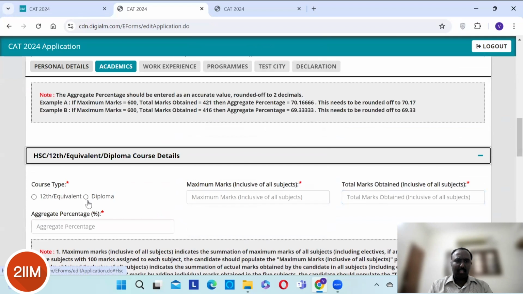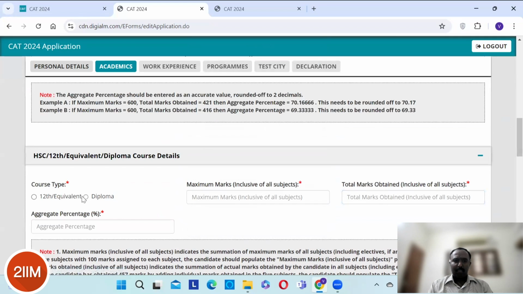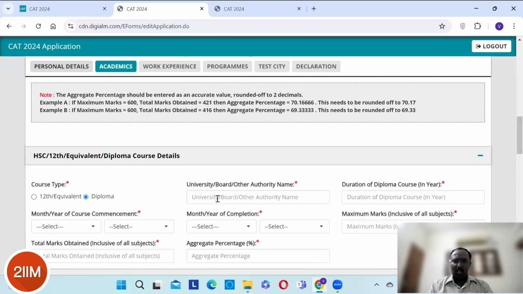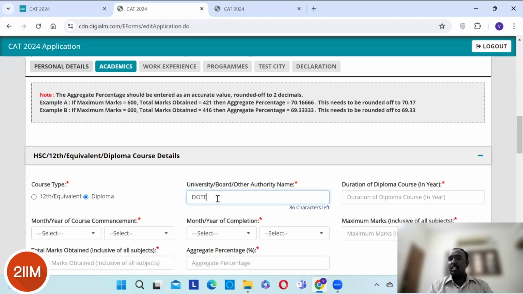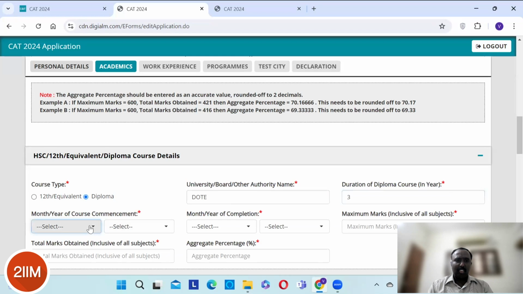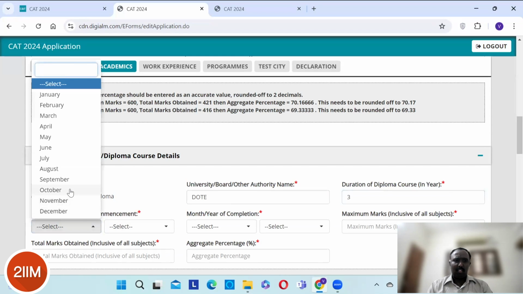So again, I'm telling this has to be diploma. And I already made a note of what university and all. We had DOT, that was Directorate of Technical Education. And my course was 3 years. I commenced in the month of October.